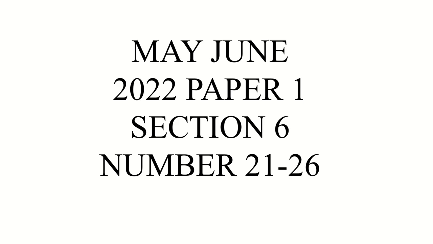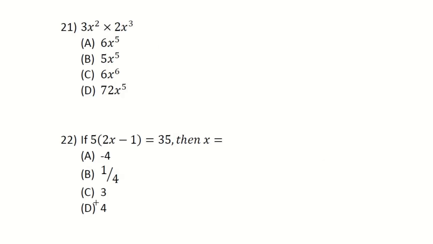Now we're going to be doing May, June 2022. Right, paper 1, section 6, numbers 21 to 26. This one here, we did a question like this. 2 3s are 6. So it would be 6, and then x squared multiplied by x cubed would be x to the power of 5. So the answer is E.